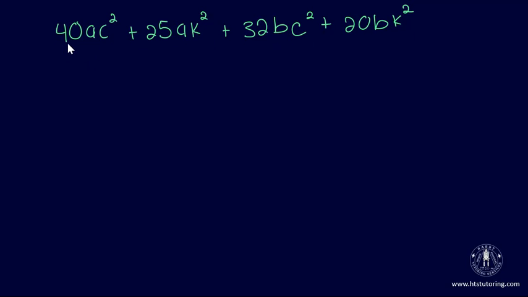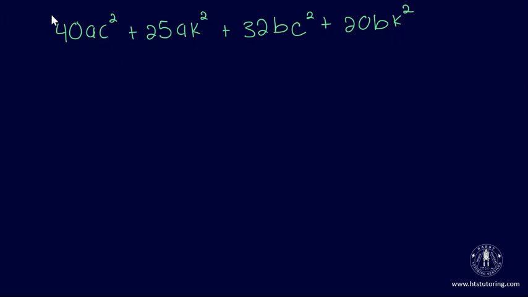So I'm going to look at 40, 25, 32, and 20. Well, no. There's nothing that can go into all of 40, 25, 32, and 20. Okay, what about a's? Does everybody have an a? No. Does everybody have a c? No. Okay, so no greatest common factors. So let's try factoring by grouping.